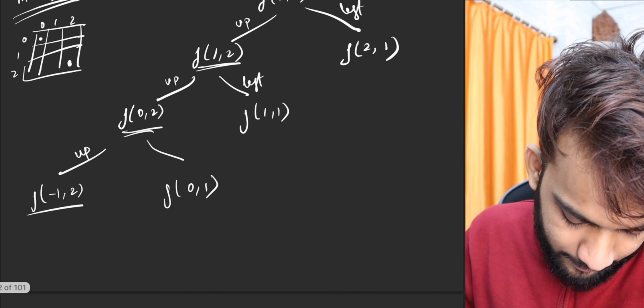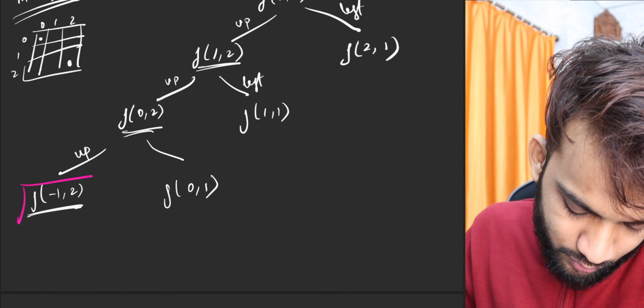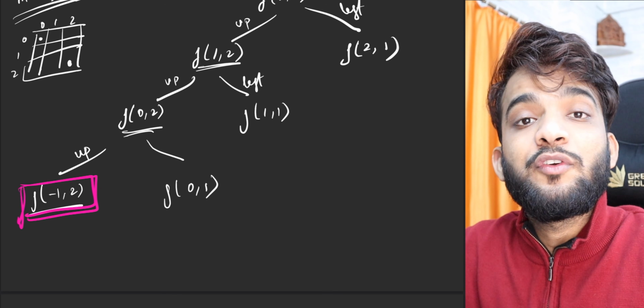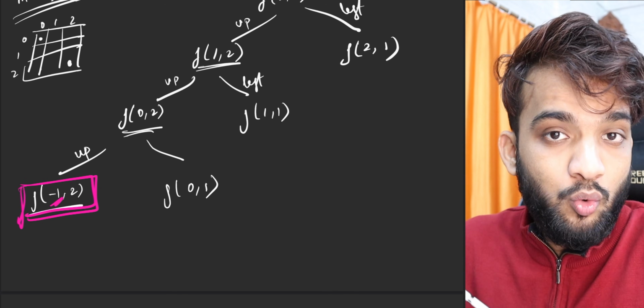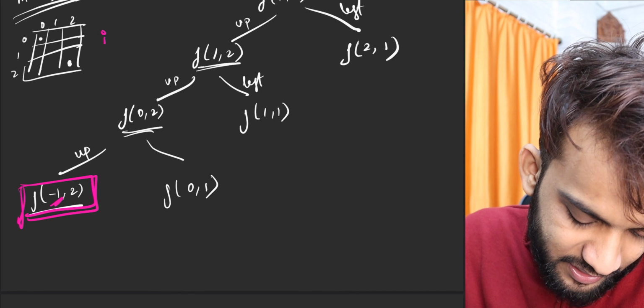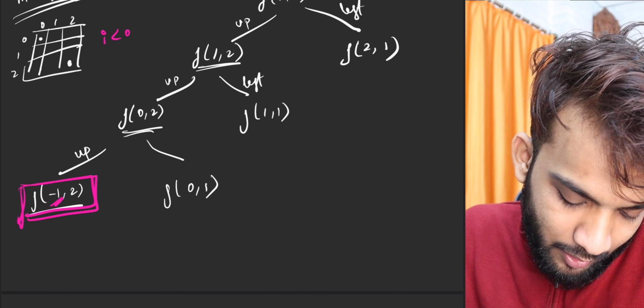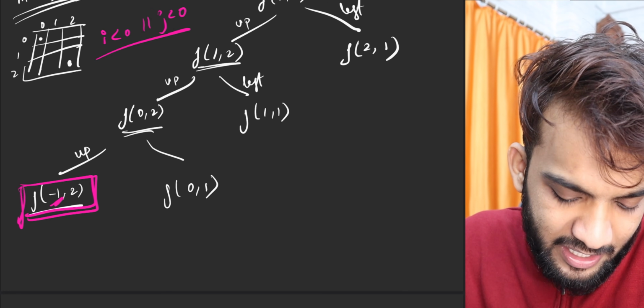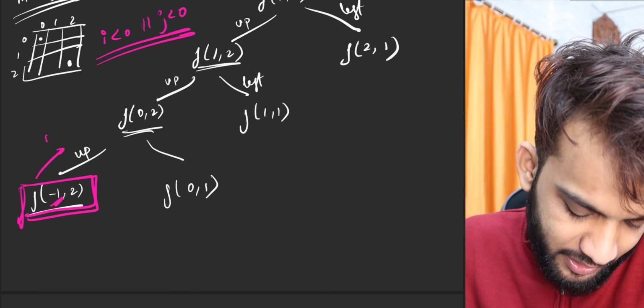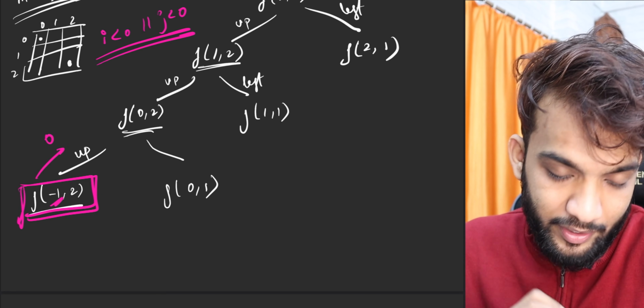So what happens over here? Whenever you reach f of minus 1 comma 2, what happens? If you remember, the moment the row goes lesser than 0, there was a base case: i lesser than 0 or j lesser than 0. If any of these things happen, you end up returning a 0. So you end up returning a 0 over here, correct?